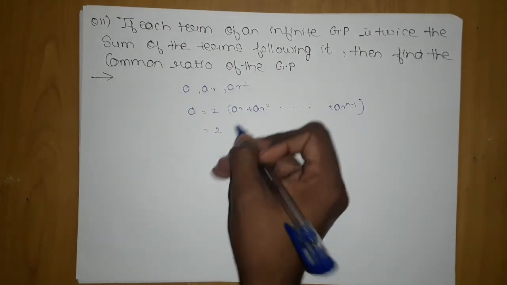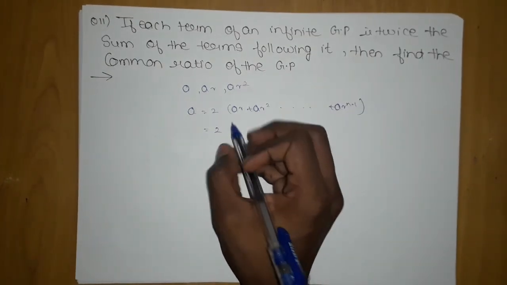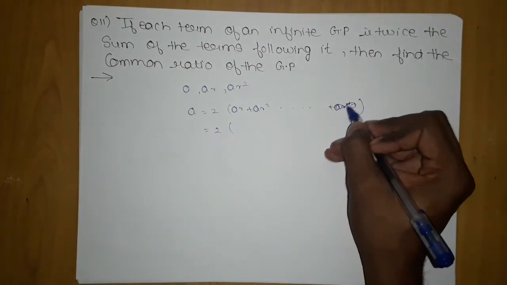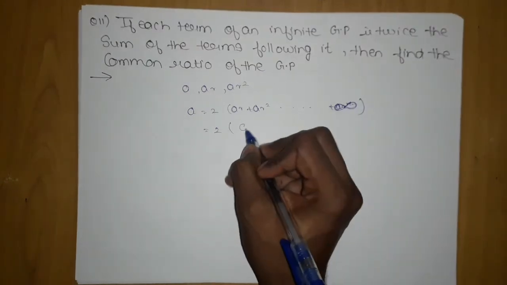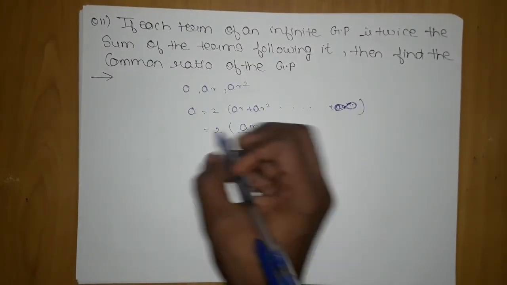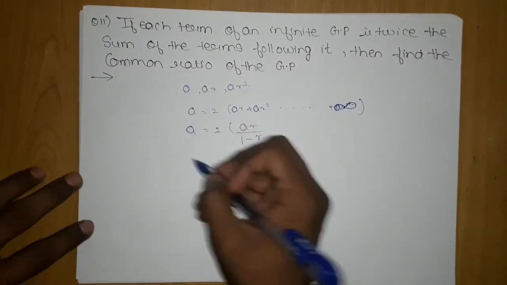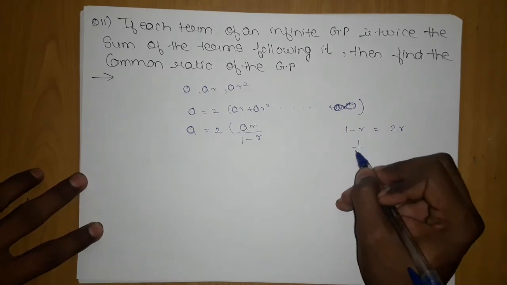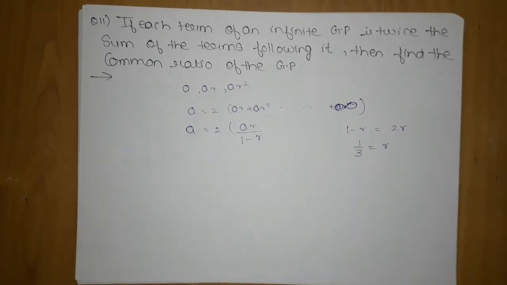And this is nothing but a GP. They have told us infinite, so it will be till infinity. Our problem is solved. It is AR upon 1 minus R, and this is A, the first term. A will cancel out, which gives me 1 by R is nothing but 2R, which gives me 1 by 3 is R. So you have understood that it is an infinite GP.